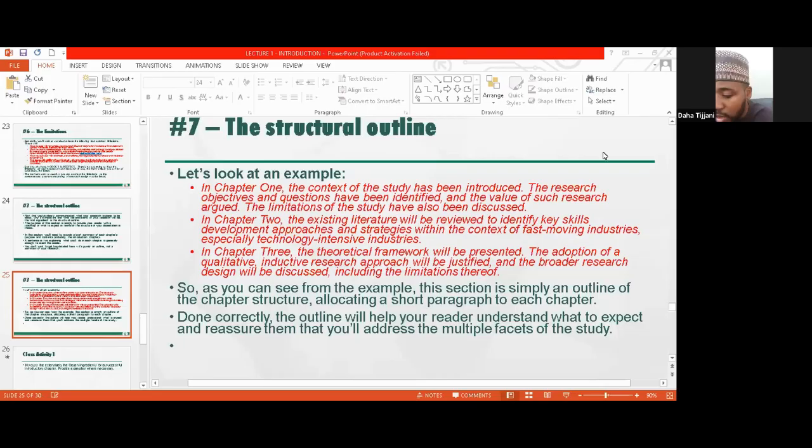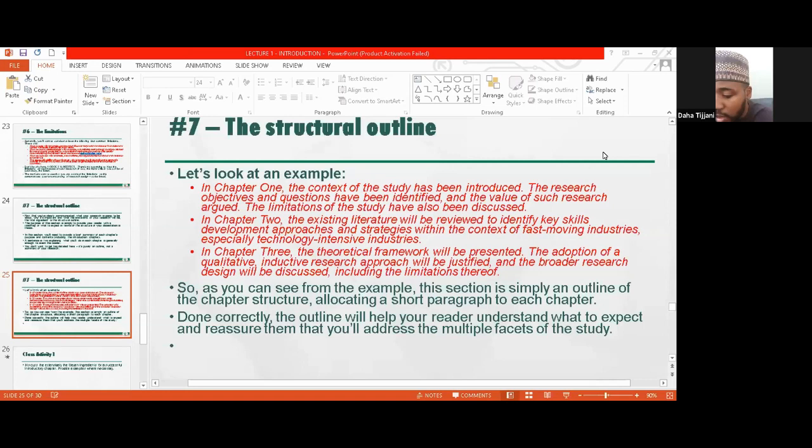Hopefully, in chapter 1, you mention something like this. You say in chapter 1, the context of the study will be introduced, the research objective and research question will be identified, the value of such research will be argued, and the limitation of the study will also be discussed. That is for chapter 1.